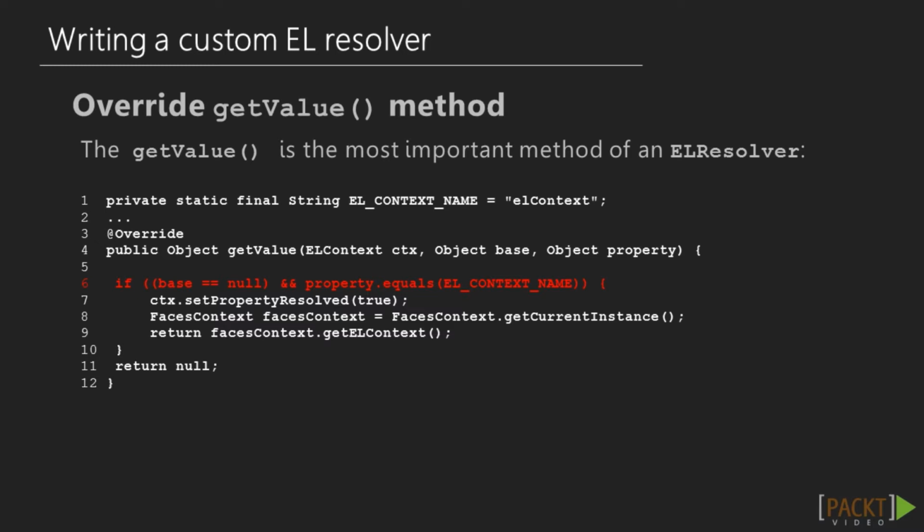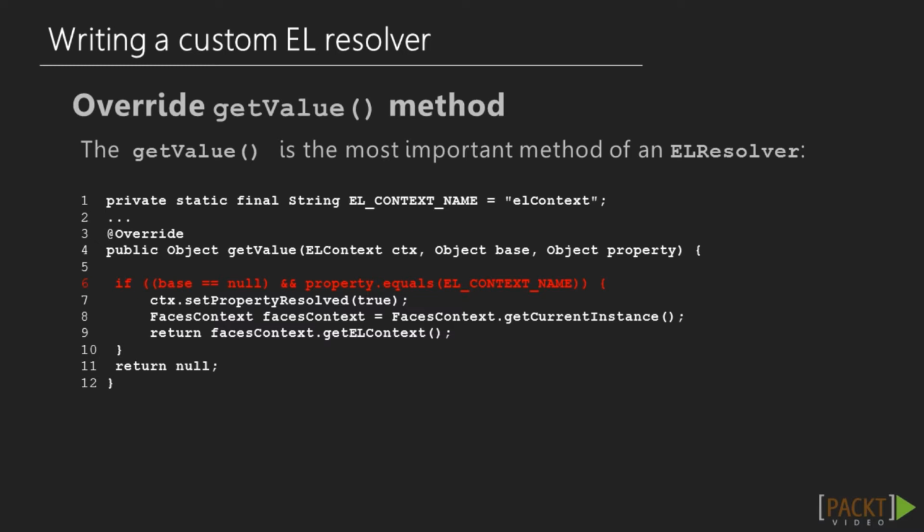So first stop is at line 6. The elContext expression doesn't need a base. So we ensure that the base is null. In other words, we don't accept something like foo.elContext. As a quick tip here, keep in mind that a null base should always be resolved as a value expression. The elContext string acts as a reserved word and is case sensitive.